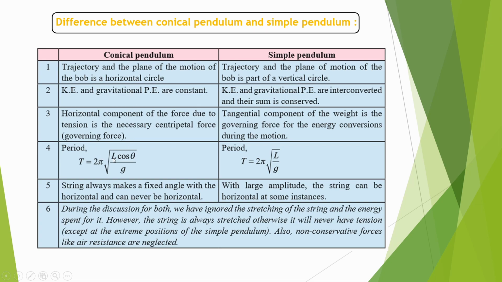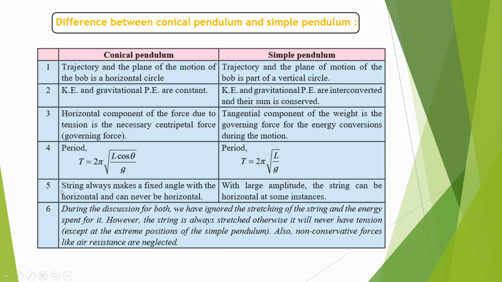The fourth point is the period. The period of a conical pendulum has the formula T equals 2 pi under root of L cos theta upon g. In a simple pendulum, the period has the formula T equals 2 pi under root of L upon g.